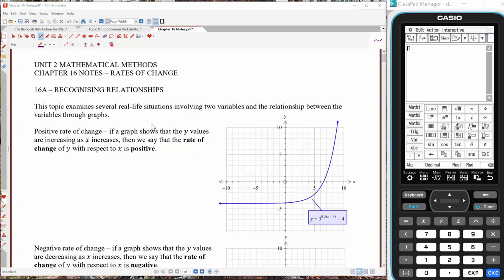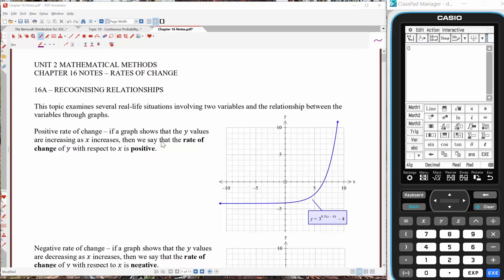So finally, we hit our last topic of 1-2 methods, and that is calculus. The first part of calculus will involve us exploring rates of change. So let's have a look at this function over here. It's 3 to the power of half of x, take 4, take 4. So it's an exponential function that's been moved around a little bit.